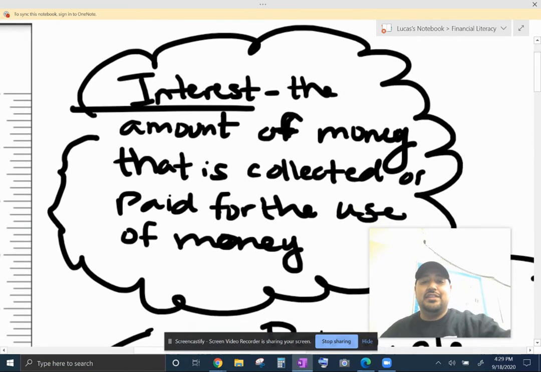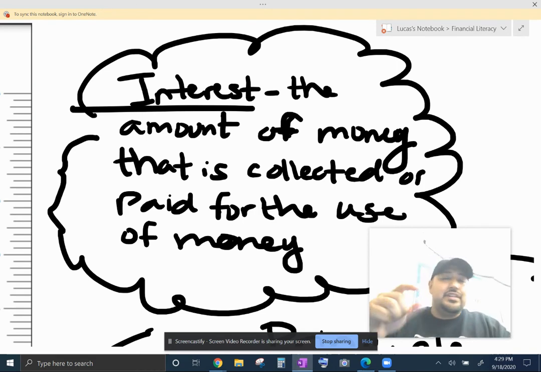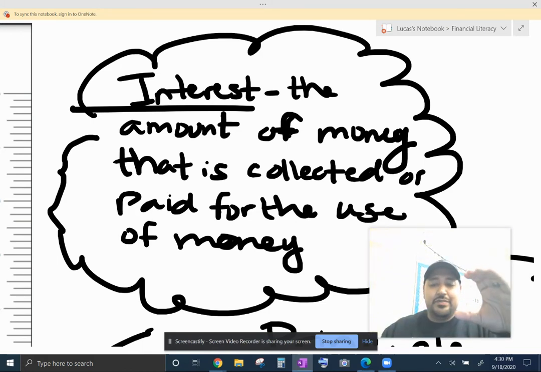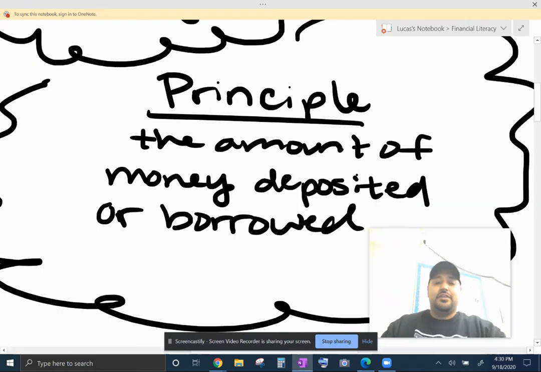Interest is the amount of money that is collected or paid for the use of money. For example, I place money into the bank in a savings account, and they say they're going to pay me a couple of interest points, like 5%. They're going to pay me interest on the amount that I deposited into that bank account. The money that I insert is called principal, the amount of money deposited or borrowed.